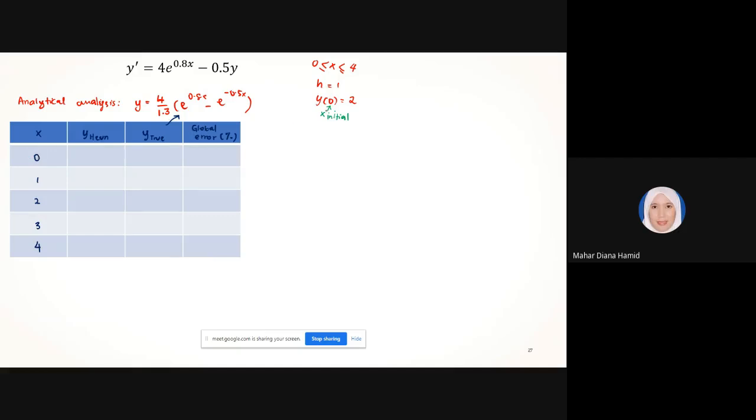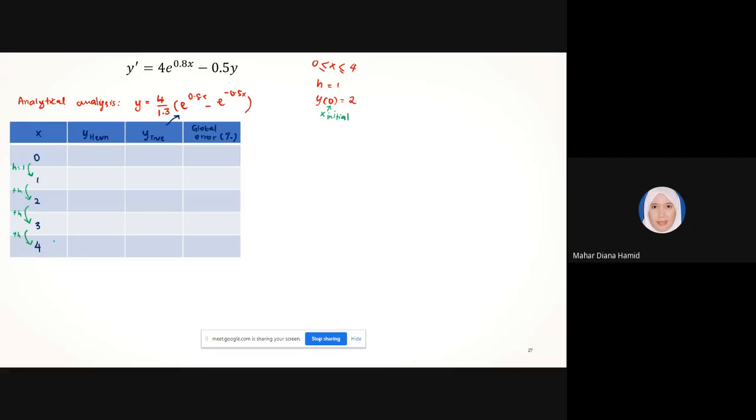And then we are going to increase the value of x according to the step size. So the step size here is 1. Therefore, we are going to increase the value of x in the increment of 1. So this is h equals 1. So here we add h. So it depends actually on the value of h.